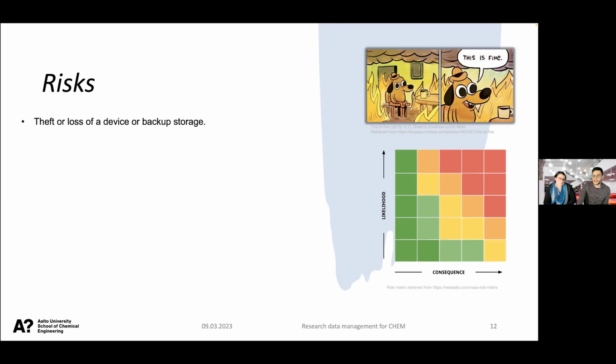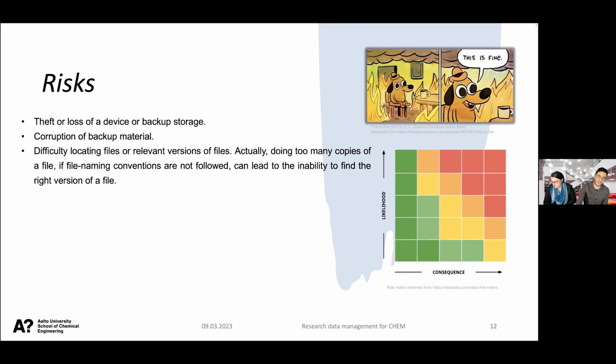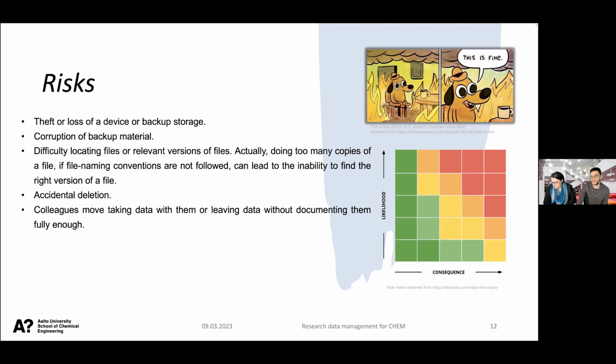So you can lose the device where you are storing the data. And your data can also become corrupt with time. That is something that has some chance of happening. So it's good to have backups in different places, and you need to consider that. And if you don't store it well, it might be difficult to locate it, and you can accidentally delete it. And colleagues might change your data, and they didn't use the correct processes like you, and then you end up not having the original files anymore.